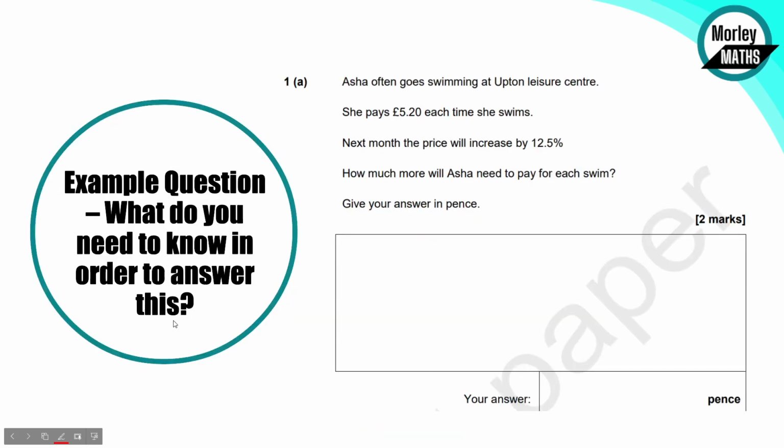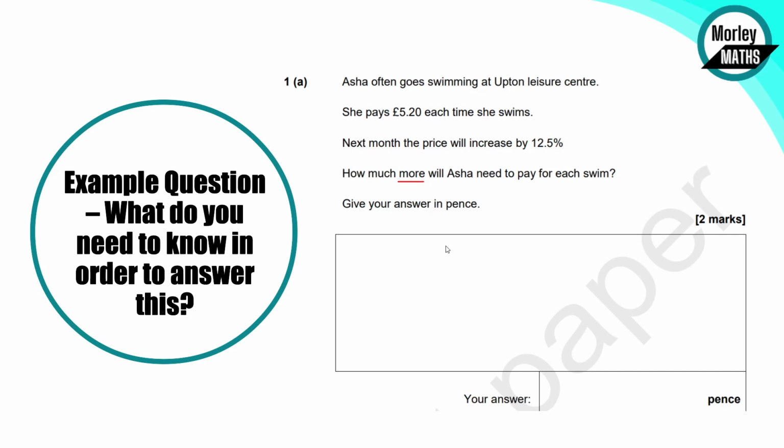That brings us back to our final questions. So do pause the video right now, and if you want to have a go at the question, but we shall dive in. Let's have a look. So Asha goes swimming at Upton Leisure Centre. She pays £5.20 each time she swims. Next month the price will increase by 12.5%. How much more will she need to pay for each swim?